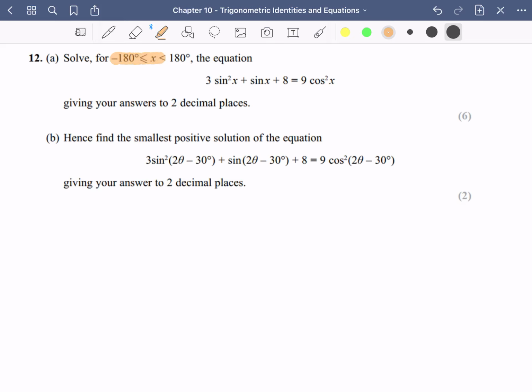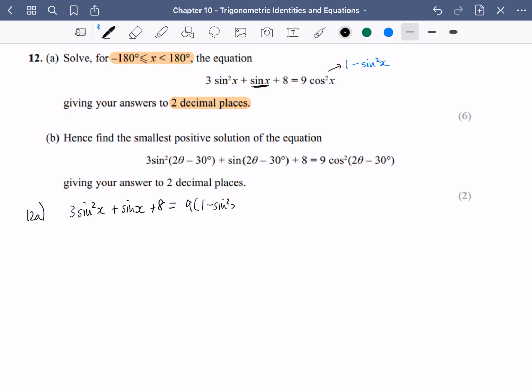The range is between minus 180 and 180, and we've got some of these pseudo-quadratic type things, and they want 2 decimal places. Okay, this sine x is telling me that the cos squared x is going to need to change into the sine language, the sine squared stuff. So I'm going to replace the cos squared with 1 minus sine squared. Okay, let's get going. So we have 3 sine squared x plus sine x plus 8 equals 9 lots of 1 minus sine squared x.